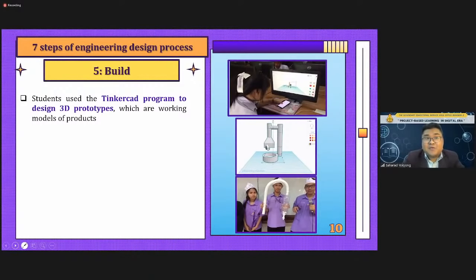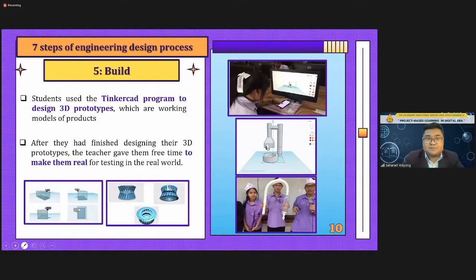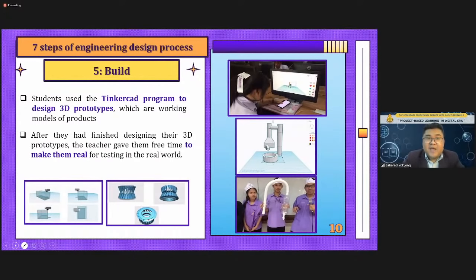To design a 3D prototype with a working model of products. After they have finished designing their 3D prototype, the teacher gave them free time to make a real one for testing in the real world.